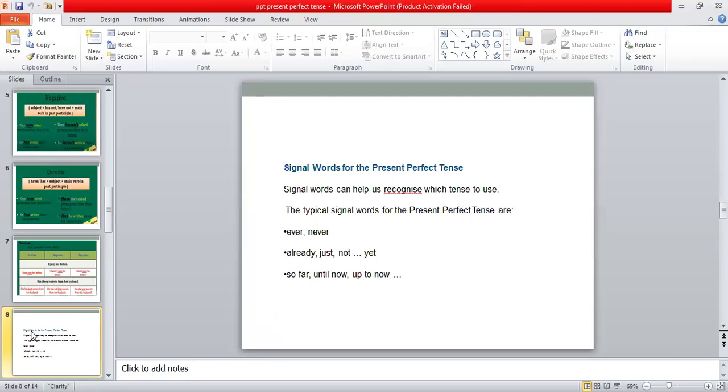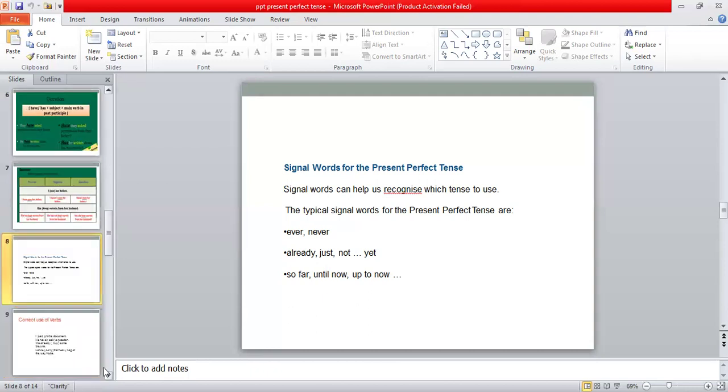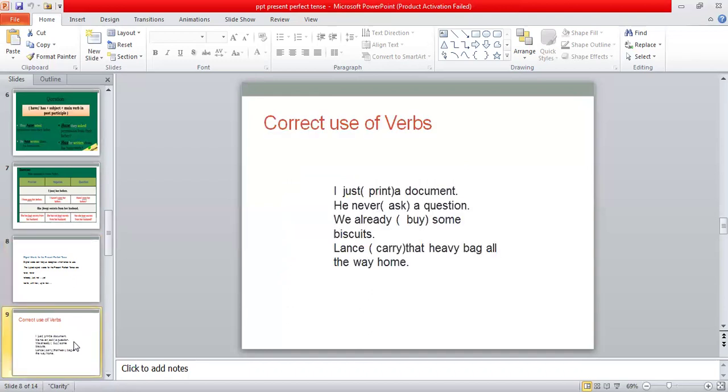So these signal words will help you understand which tense you have to use in order to change the verb of the sentence. The signal words in the case of present perfect tense are ever, never, already, just, not yet, so far, until now, up to now. These are all the signal words which will help you to use the present perfect tense in the sentence.